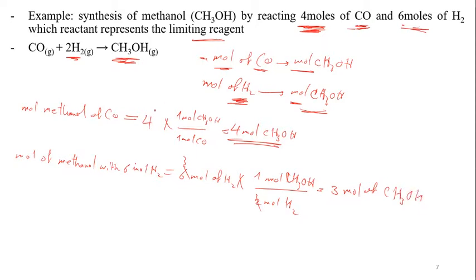So if I start with 4 moles of carbon monoxide, I end up with 4 moles of methanol, while if I start with 6 moles of hydrogen, I end up with 3 moles of methanol. This means my limiting reagent is the one that produces the smaller number of moles, which is the hydrogen. So hydrogen is my limiting reagent because it defines how much material is produced.